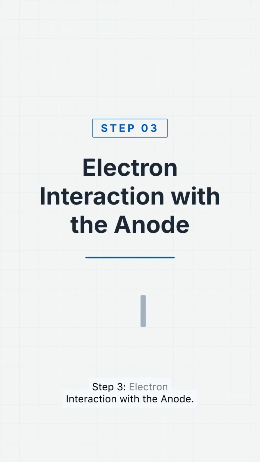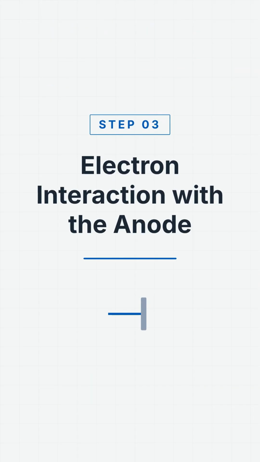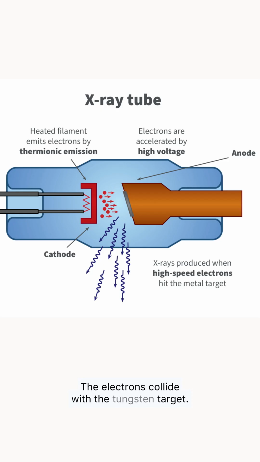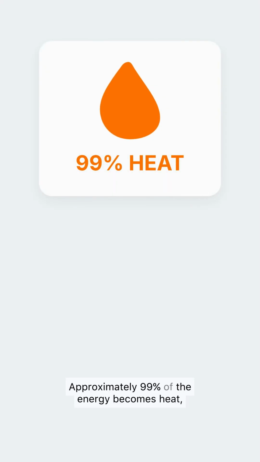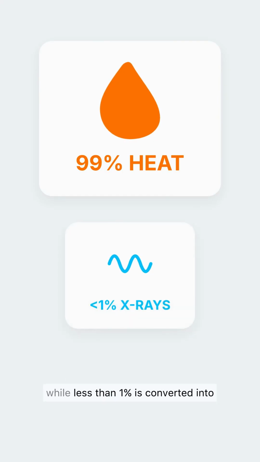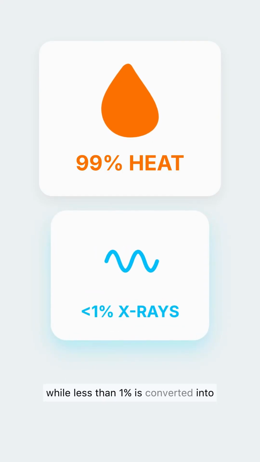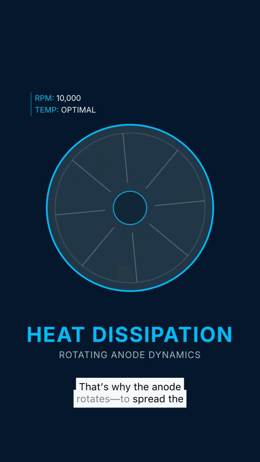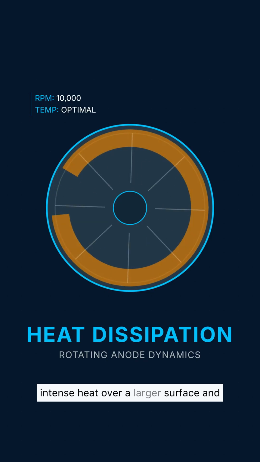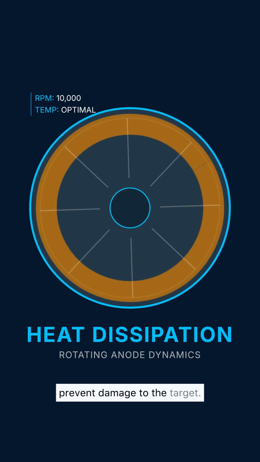Step 3. Electron interaction with the anode. The electrons collide with the tungsten target. This sudden deceleration converts the electron's kinetic energy into other forms of energy. Approximately 99% of the energy becomes heat, while less than 1% is converted into useful X-ray photons. That's why the anode rotates, to spread the intense heat over a larger surface and prevent damage to the target.